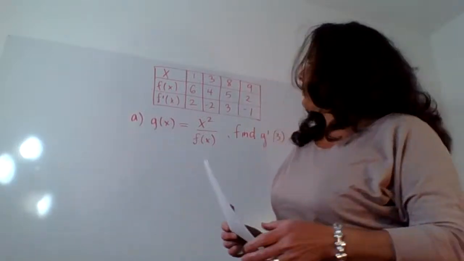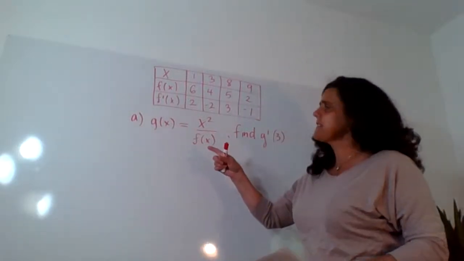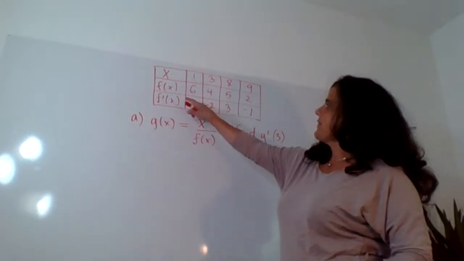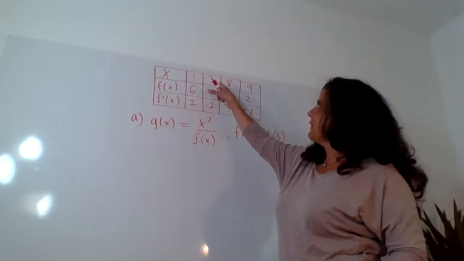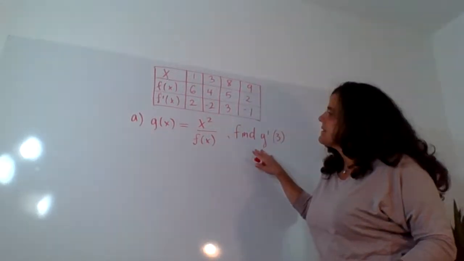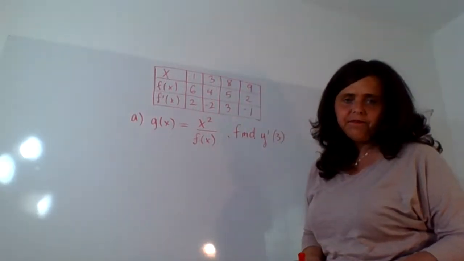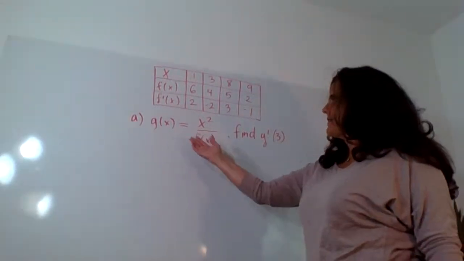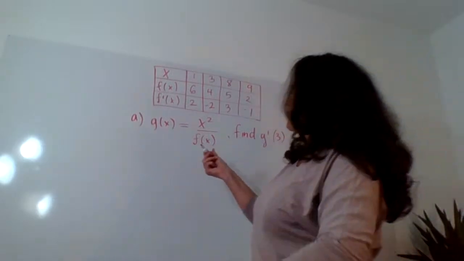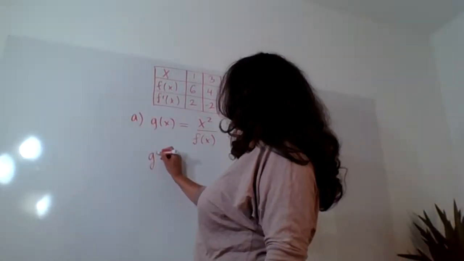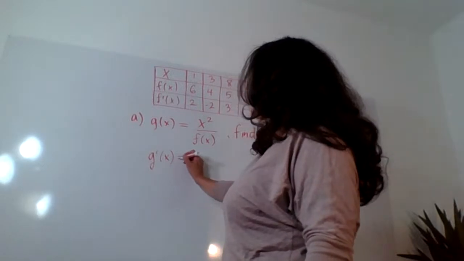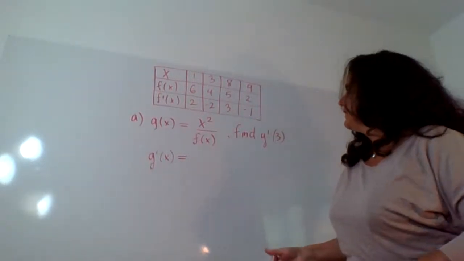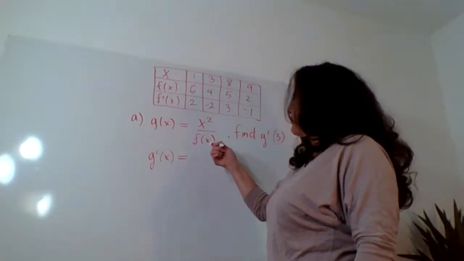Okay, so it says part A, let g of x be equal to x squared over f of x. The chart gives us values of f and f prime at different values of x, and they're asking us in part A to find g prime at 3. So pretty straightforward, right? We're going to differentiate this expression. So for g prime in general, without putting the 3 in, although to save time, you may want to just plug the 3 in initially. I'm not going to do that here. We're going to have to use quotient rule to differentiate.